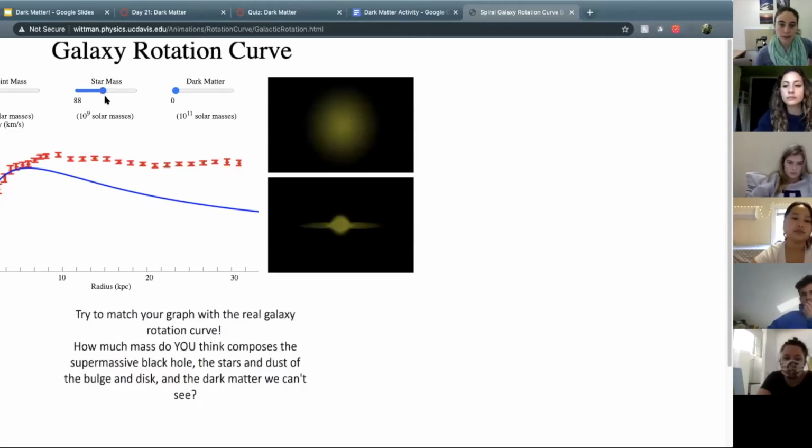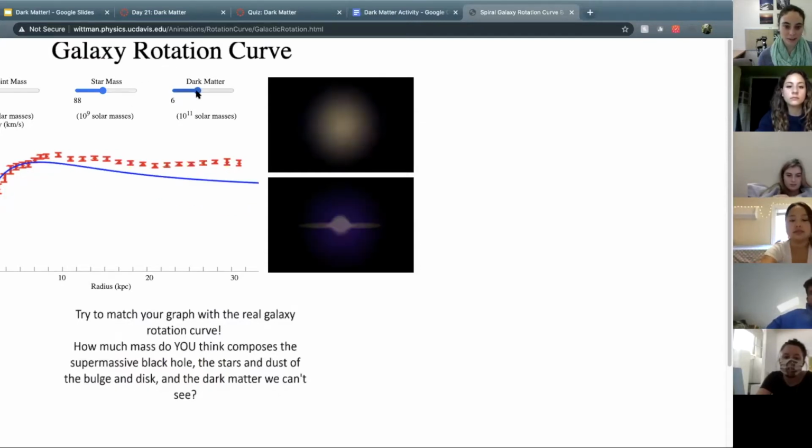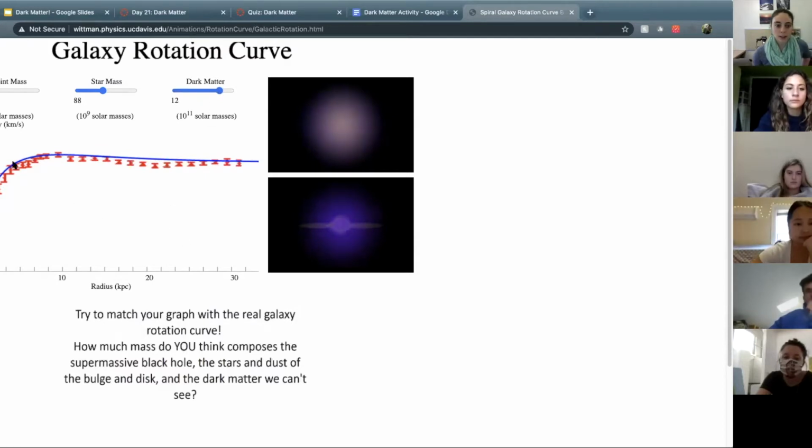How about the dark matter mass? What should I set that to? 13, 11, 13. So maybe split the difference, go for 12. Yeah, so that's a pretty good fit. I haven't played around with the point mass in the center.